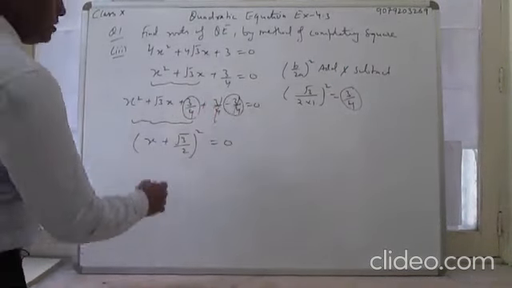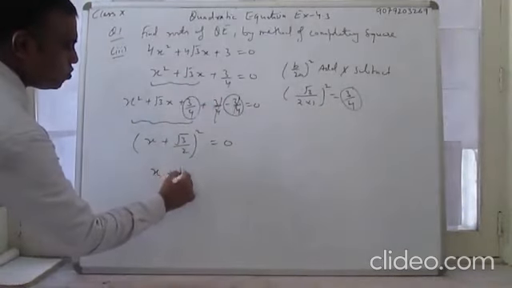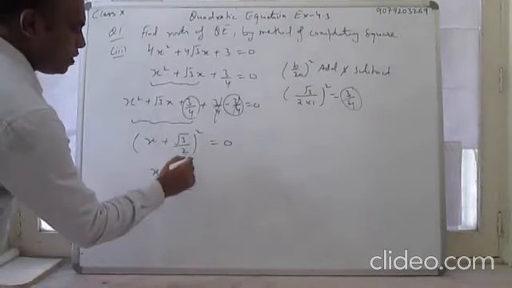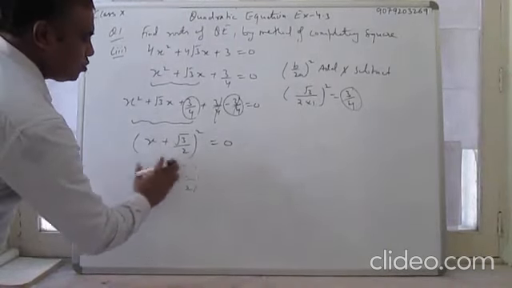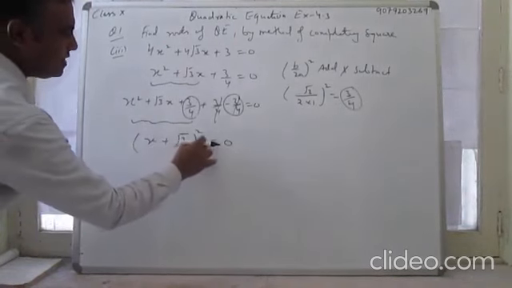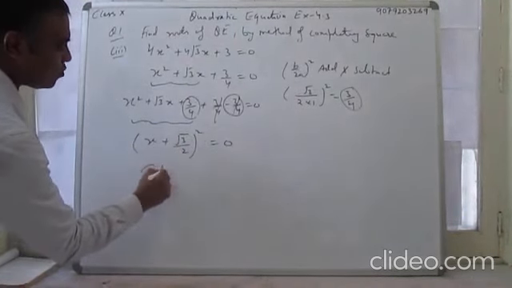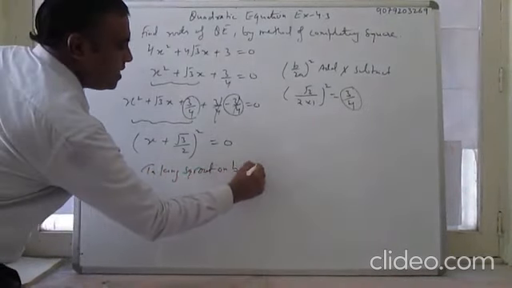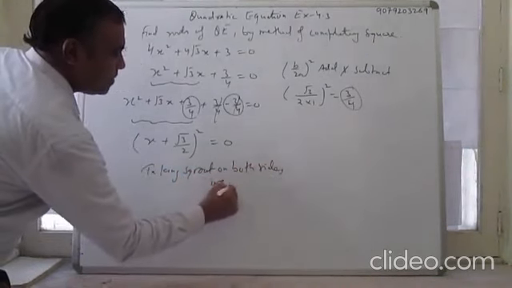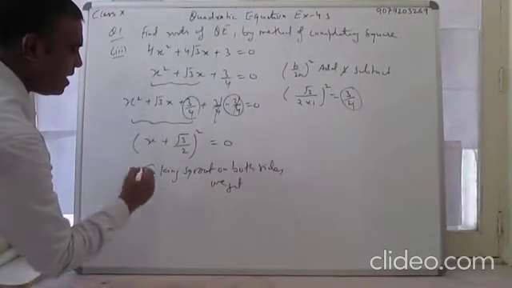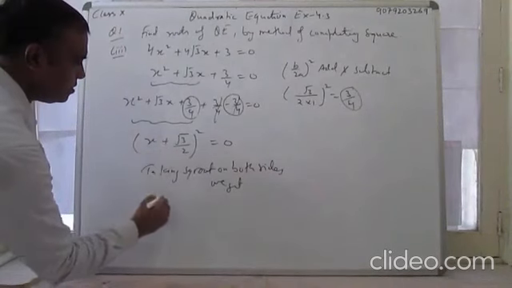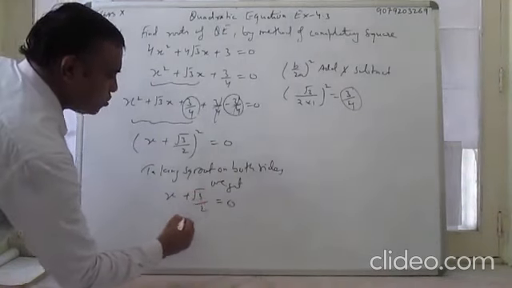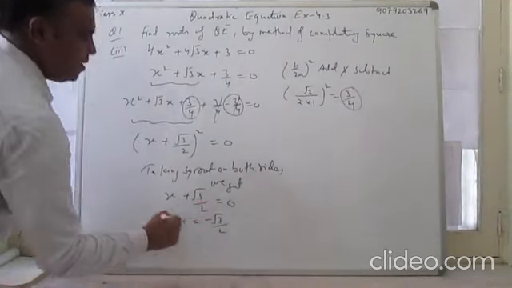It means x plus √3/2 का whole square 0 हो गया. It is 0, so you can take square root on both sides. We get x plus √3/2, दो वैल्यू आएंगे, x plus √3/2 is equal to 0. So x is equal to minus √3/2.